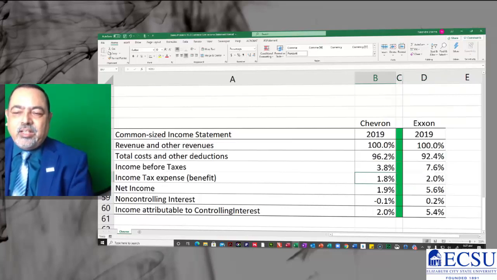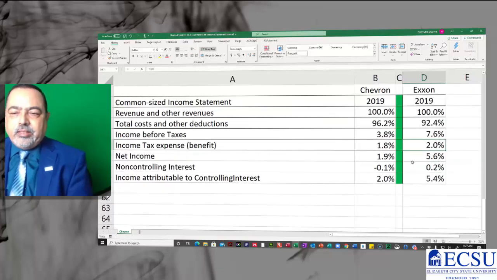Now, income tax, they spend 2% of their revenue on income tax. Now, it doesn't mean they're paying only 2% of tax. They will be paying more than 20-25% tax. But as compared to the amount of revenue they are making, it is coming to 1.8% or 2%. And then, therefore, the net income is 5.6% for Exxon and 1.9%.